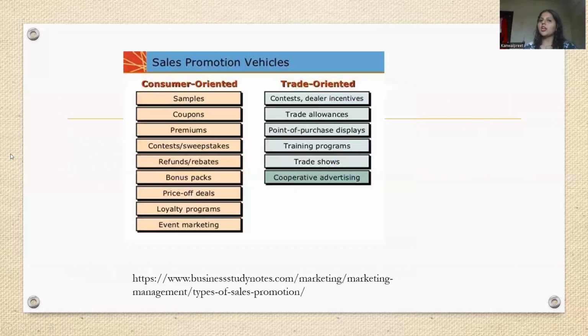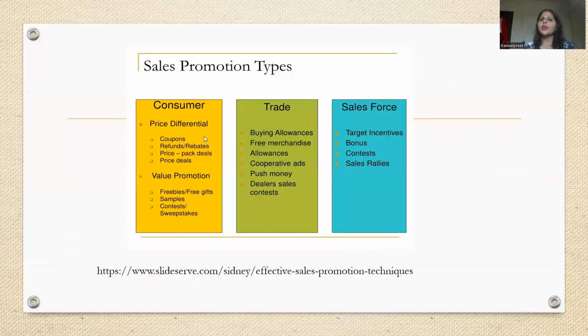Now let's see, how many types of sales promotion are there? Consumer oriented, trade and sales force. Sales force are your employees. Okay. You give them targets. You give them bonus, contest, sales rallies. You give them an offer that if you do this much, I'm going to give you this much incentive. Trade: buying allowances, free merchandise.